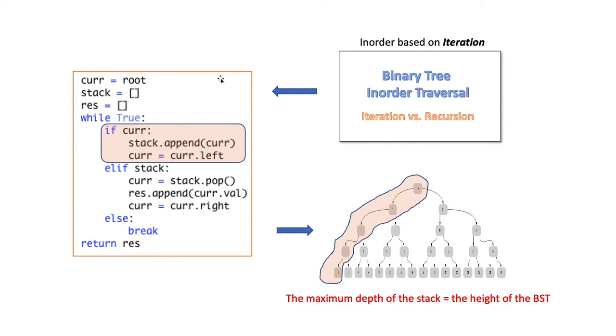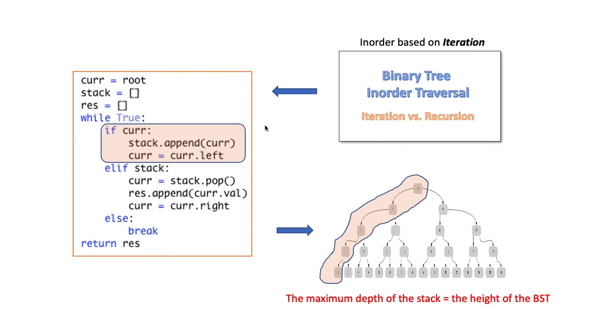Here's an implementation of in-order traversal based on iteration. If you are not familiar with this implementation, please feel free to look at my other video about binary tree in-order traversal on my channel. As you can see, the in-order traversal based on iteration kind of mirrors the implementation in recursion.